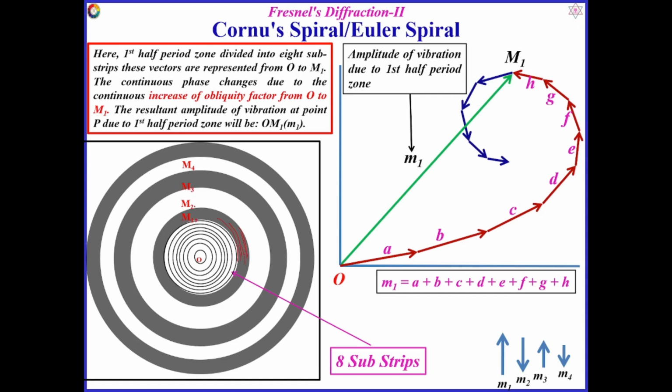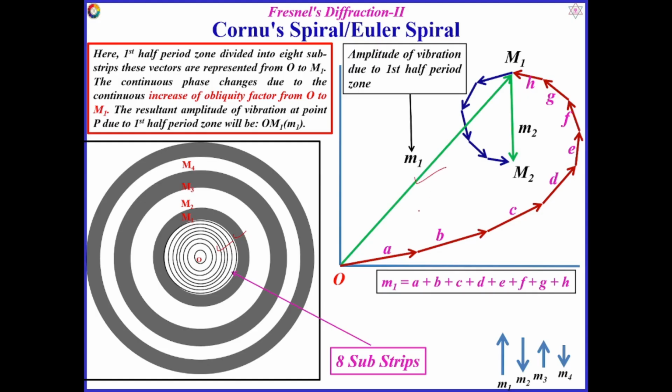So from M1 to M2, M2 represents the end of the second half period zone. Here are the 5 strips and the intensity distribution due to each strip, for first, second, third, fourth, fifth, and the end will be the end point, which is nothing but your M2. Due to this vector addition, the resultant of these vectors will be this one, and this one is nothing but M2. This one is your amplitude of vibration due to the first half period zone. This one is your amplitude of vibration due to the second half period zone.